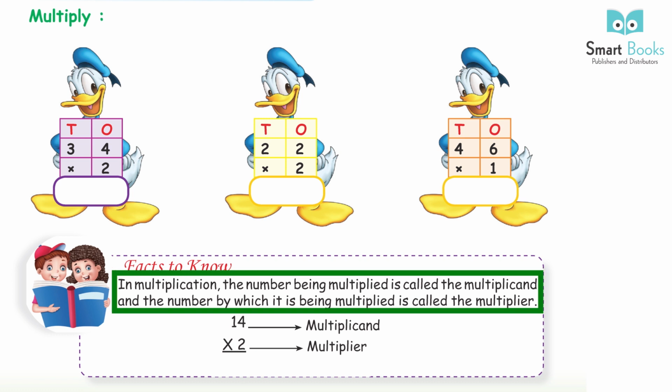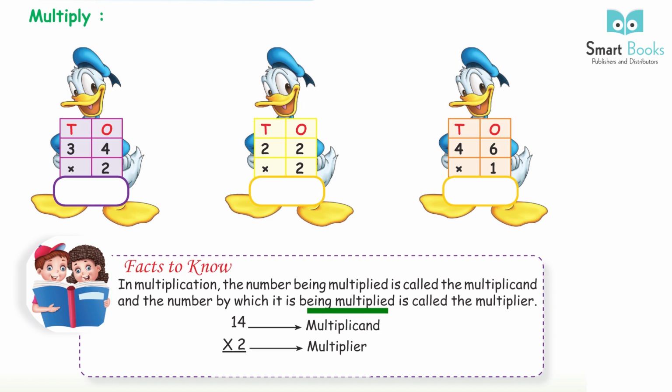Multiply. Facts do you know? In multiplication, the number being multiplied is called the multiplicand, and the number by which it is being multiplied is called the multiplier. 14 multiplicand into 2 multiplier.